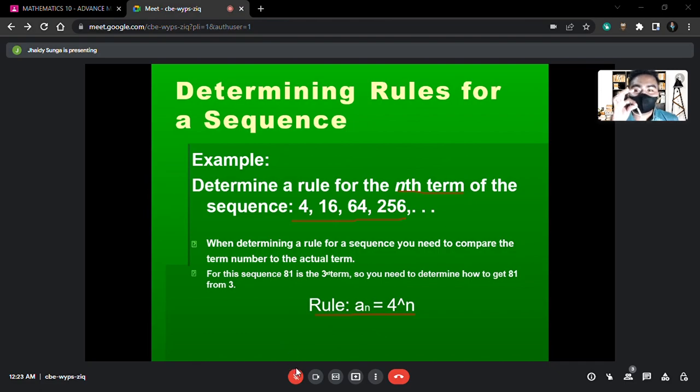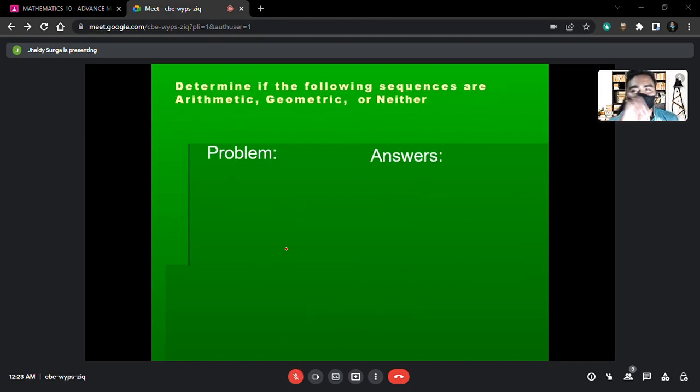So at first, let us try to determine if the following sequences are arithmetic or geometric. Alright, I will be showing some of the problems, and you will try to guess the answer. So the first problem would be the sequence 3, 8, 13, 18, 23. In this problem, what do you see?